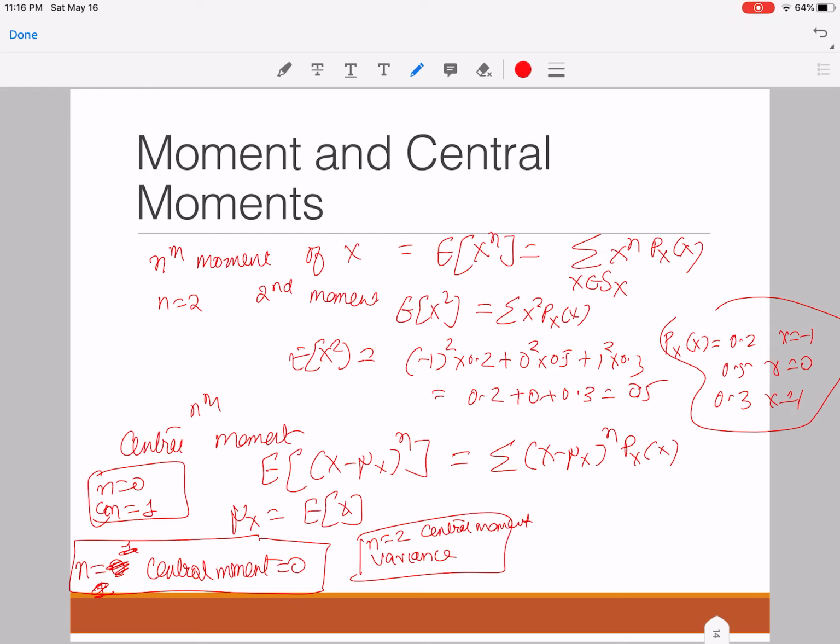When n is equal to 3, your central moment gives you a term which we call the skewness. Now skewness tells you where the tail of your distribution is, whether it is skewed towards the left side or whether it's skewed towards the right side. The skewness tells you where the data is concentrated, essentially.